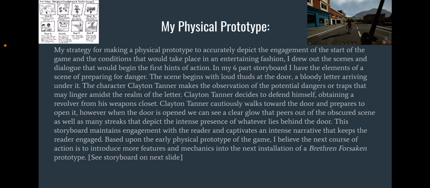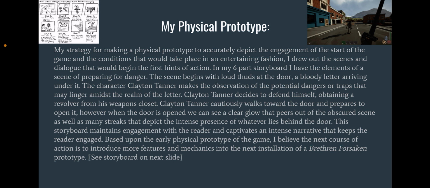Based upon the early physical prototype of the game, I believe that the action is engaging and has potential to be expanded upon further. Therefore, I believe the next course of action is to introduce more features and mechanics into the next installation of a Brethren Forsaken prototype.